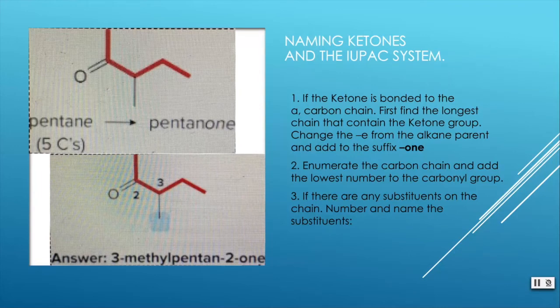Naming ketones in the IUPAC system. 1. If the ketone is bonded to a carbon chain, first find the longest chain that contains the ketone group. Change the -e from the alkane parent and add the suffix -one. 2. Enumerate the carbon chain and give the lowest number to the carbonyl group. 3. If there are any substituents on the chain, number and name the substituents.